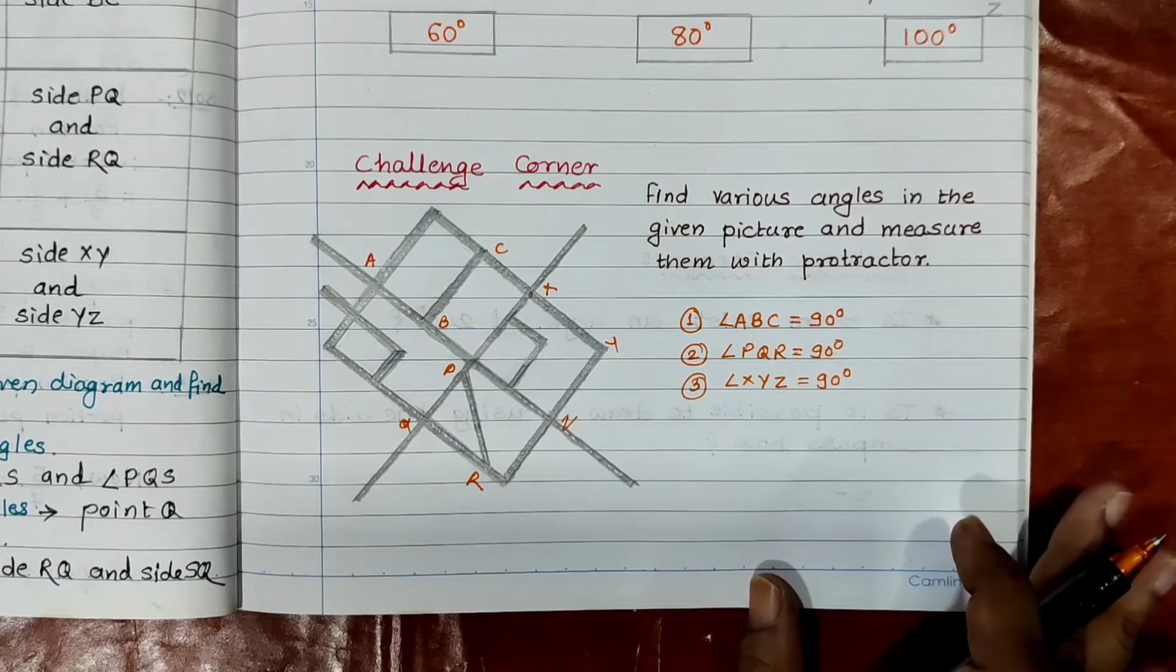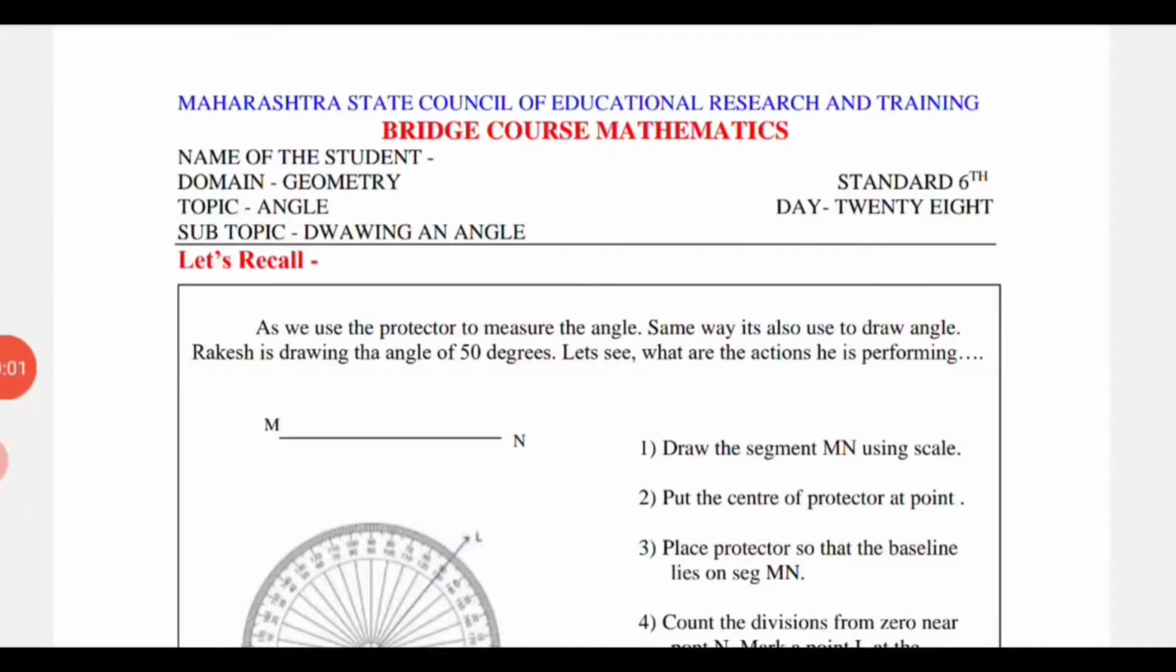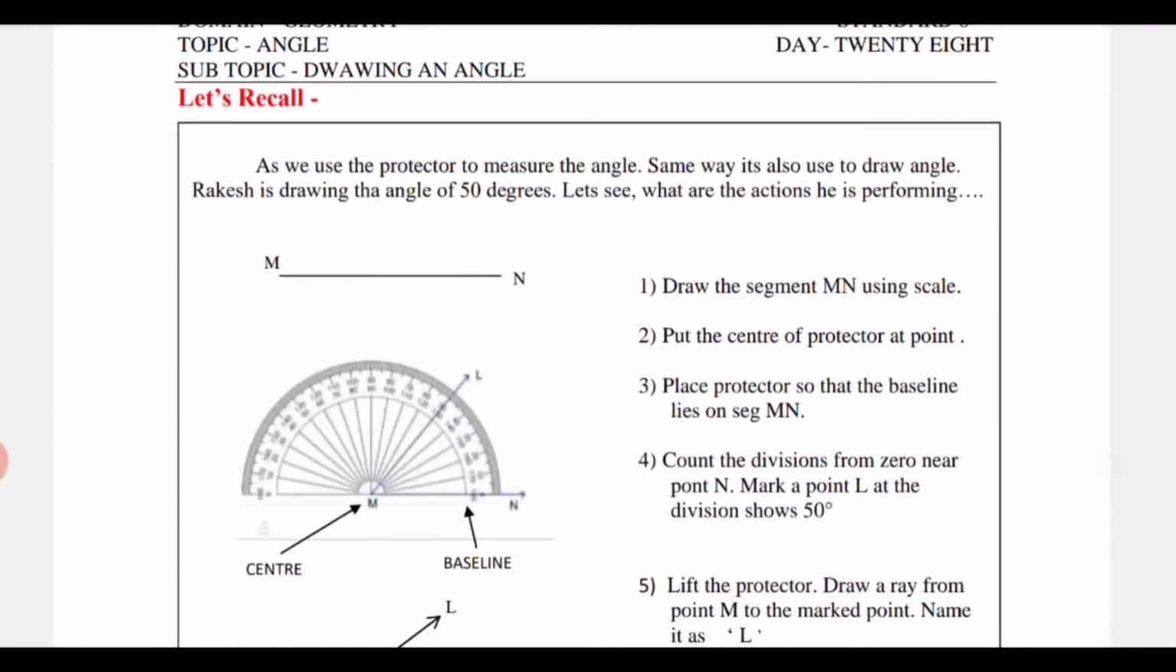Now we will go on day 28. Okay children, now we have come on day 28. Day 28 is also dealing with area geometry. Topic is angle, subtopic is drawing an angle. Now we have to draw the angle. In the previous activity sheet, we have measured the given angle. Now we will be drawing the angle. For drawing an angle, we have to use protractor and scale.